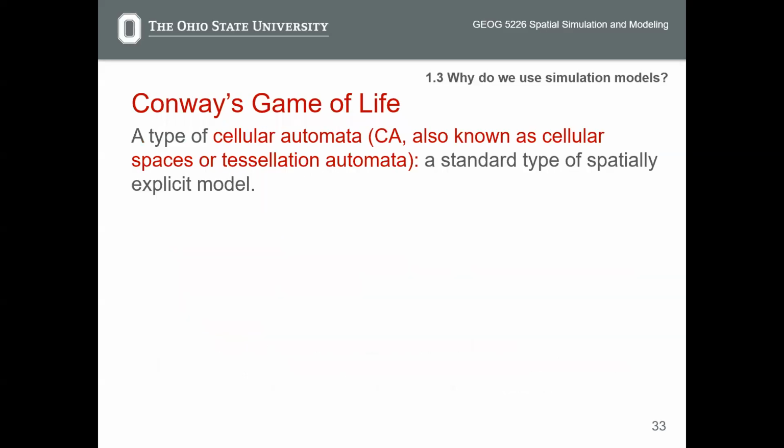And here is an example of using simulation models to simulate, to represent the real world. It's something called Conway's game of life. It's a type of cellular automata, or in this semester we just simply call it CA. Okay, cellular automata. It's a standard type of spatially explicit model. What is an explicit model? Which means that we know the input and we want to find out output.